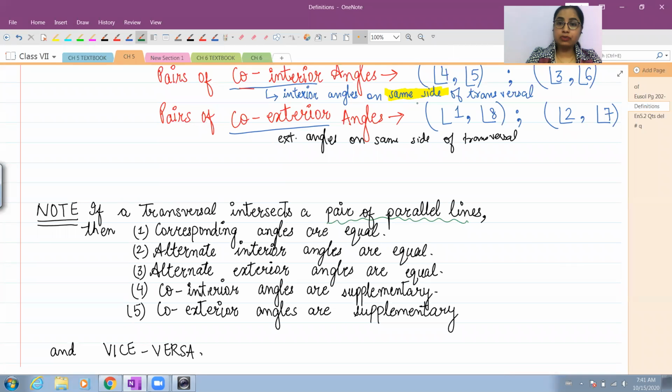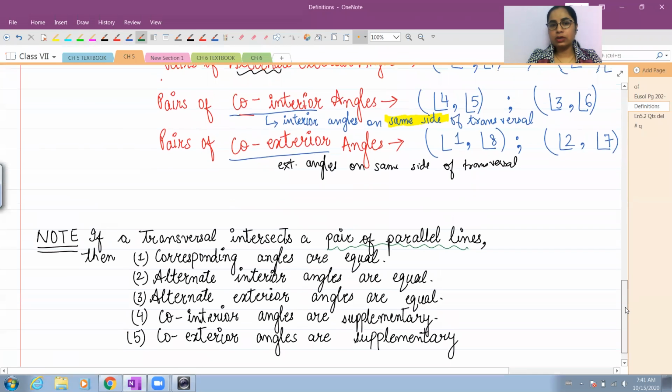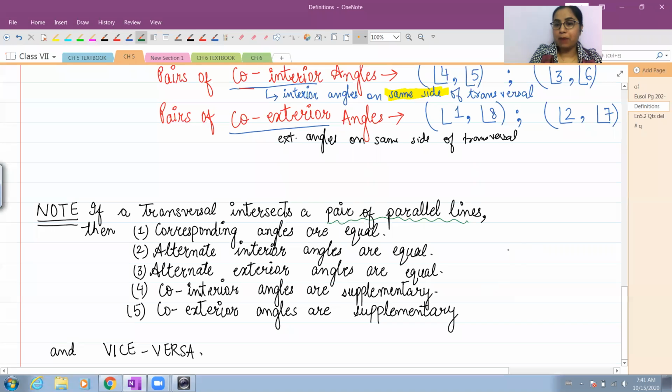Yes, Bhavya, it will be a transversal, but we work with only a pair of lines. We work only with a pair of lines. When a line intersects a pair of lines, then we call it a transversal. Out of those 3 lines, you can take 2 lines at a time and then consider which is the transversal intersecting both the lines. So right now we are focusing on a transversal intersecting a pair of parallel lines.